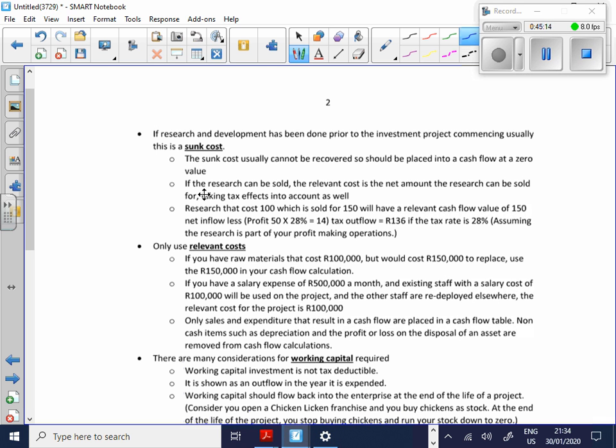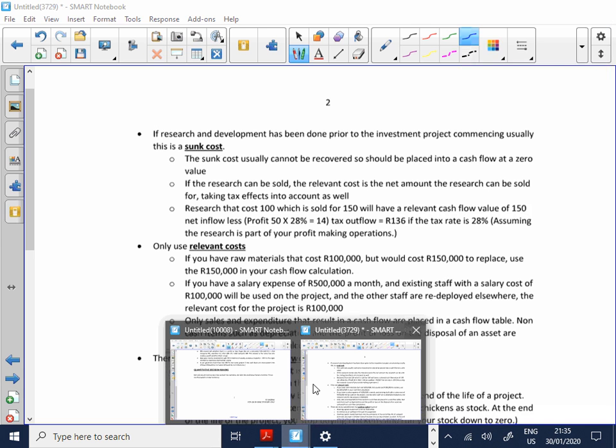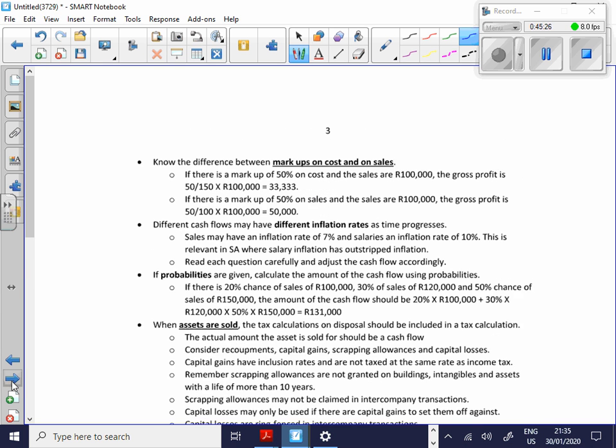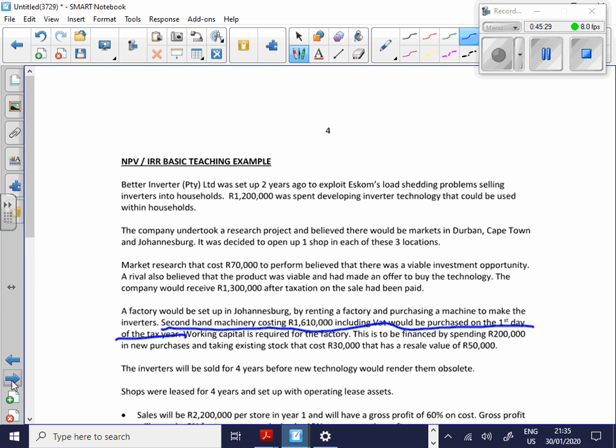It says if the research can be sold, the relevant cost is the net amount the research can be sold for, taking tax effects into account. Is that all right? So let's have a look at this question. Okay, so this question, guys. It says, Betty inverter was set up 2 years ago to exploit Eskom's load shedding problem, selling inverters into households. 1.2 million was spent developing inverter technology that could be used within households.